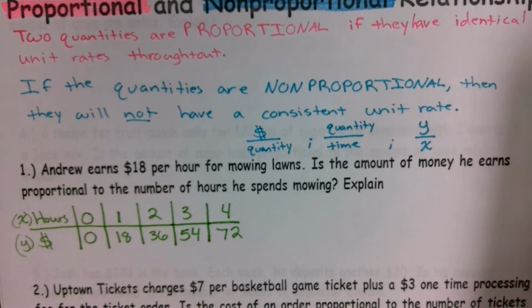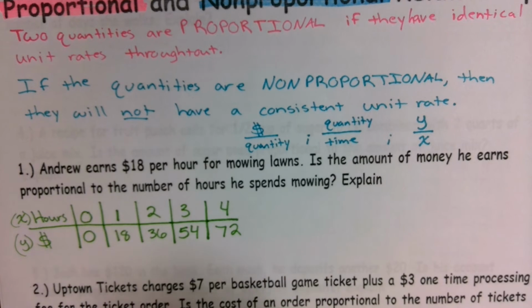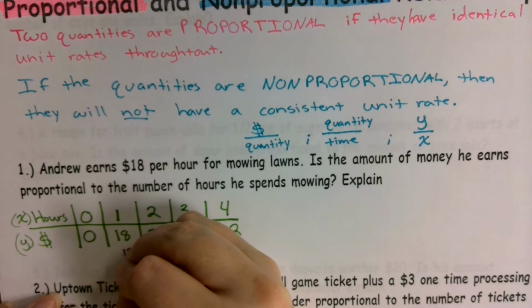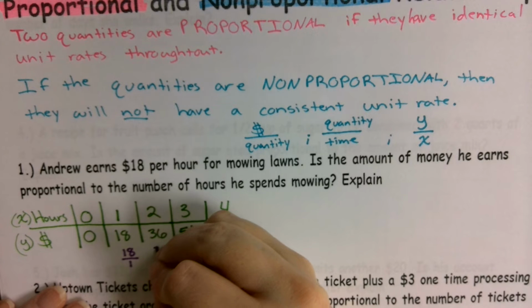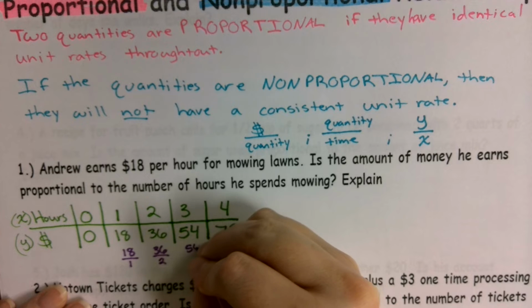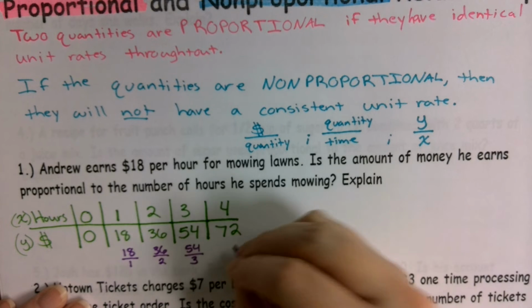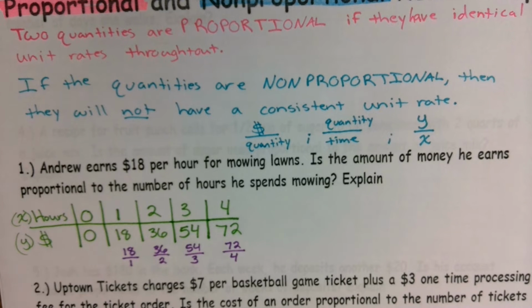What we are going to focus on is all the rest of the amounts. So when we're setting this up as a unit rate, remember, unit rate is always money on top and time goes on the bottom. So that means we're going to be checking this as 18 over 1. And then we're going to be checking this as 36 over 2. And 54 over 3. And 72 over 4. We want to see, are they going to all be the same value?